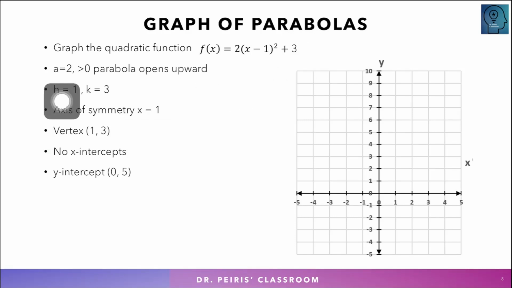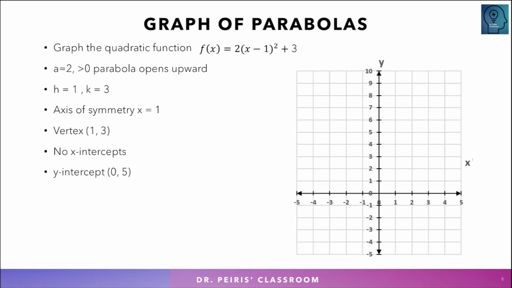So if h is 1 and k is 3, the axis of symmetry is x equals 1. The vertex is (h, k), so (1, 3). And we found no x-intercepts and the y-intercept to be (0, 5).